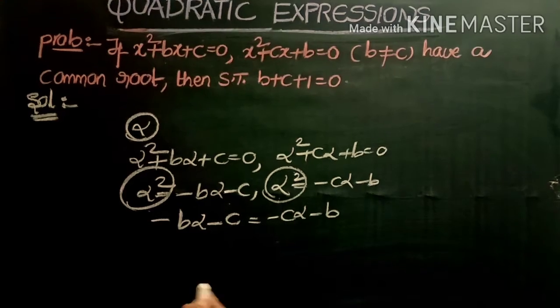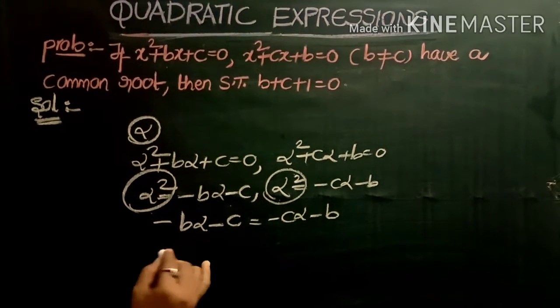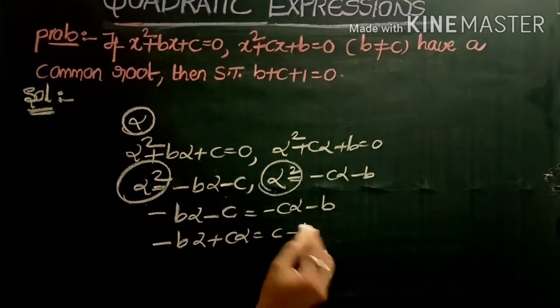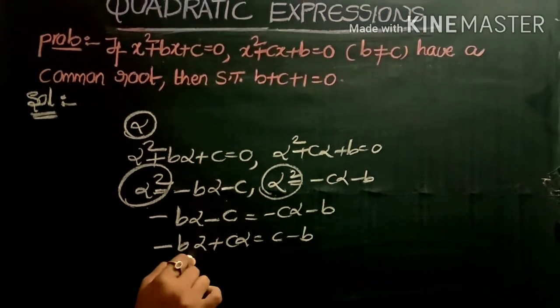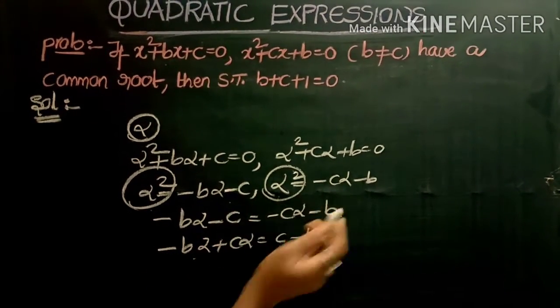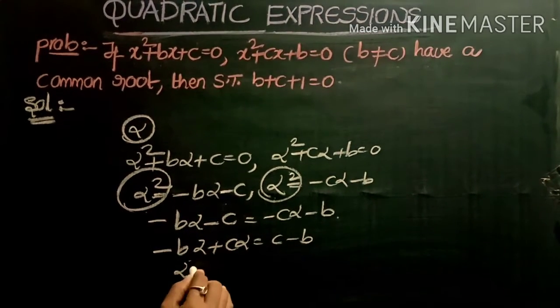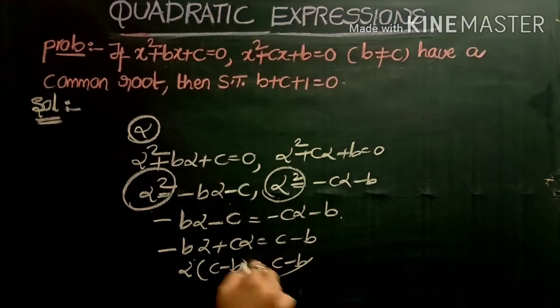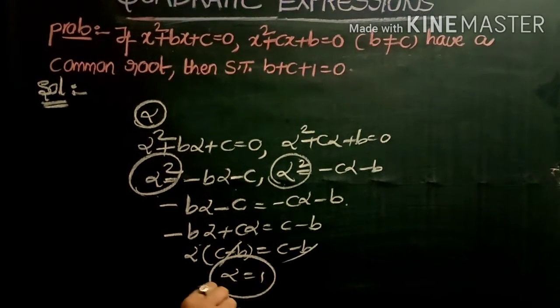From this equation, we want to find the value of alpha, that is minus b alpha plus c alpha is equal to c minus b. That is writing the alpha terms at one side and the remaining terms at the other side. Now taking alpha common here, alpha into (c minus b) is equal to c minus b. That is the value of alpha is equal to 1.